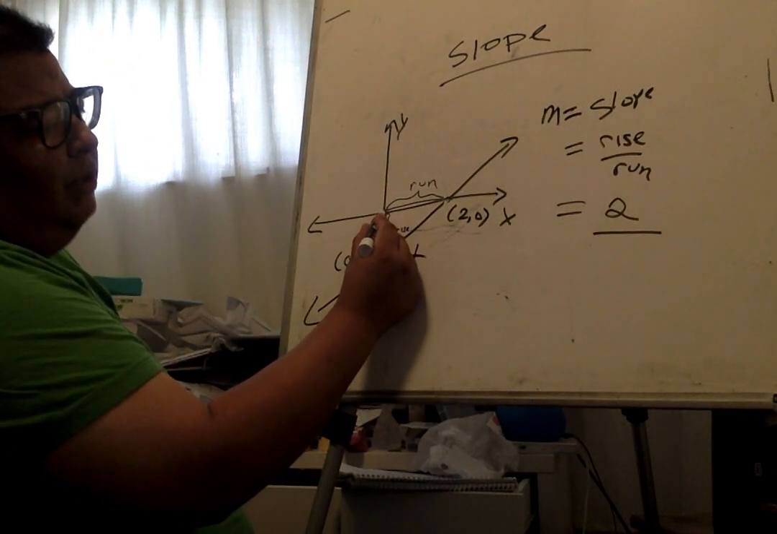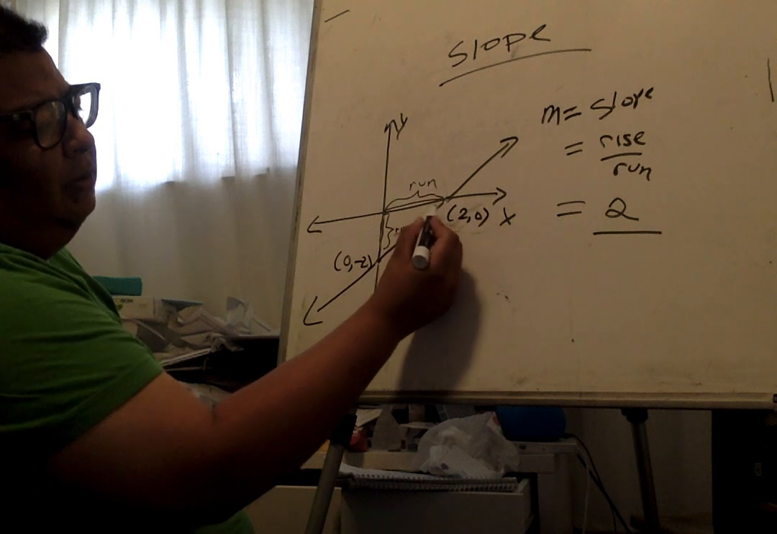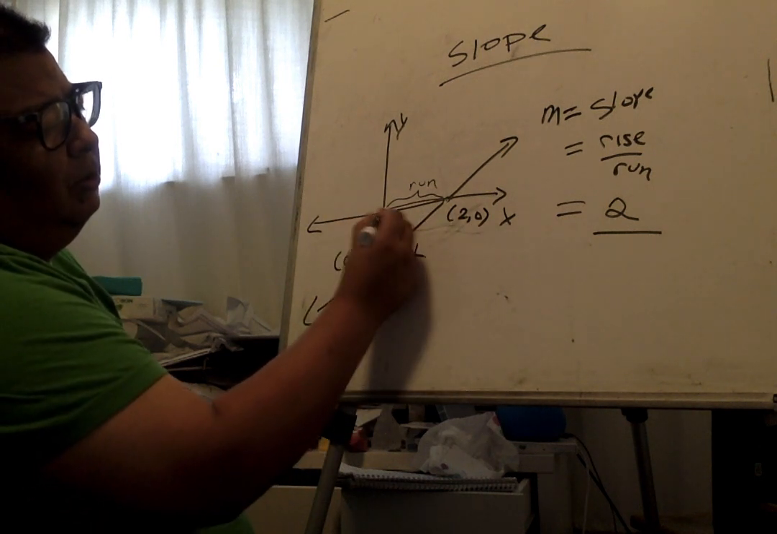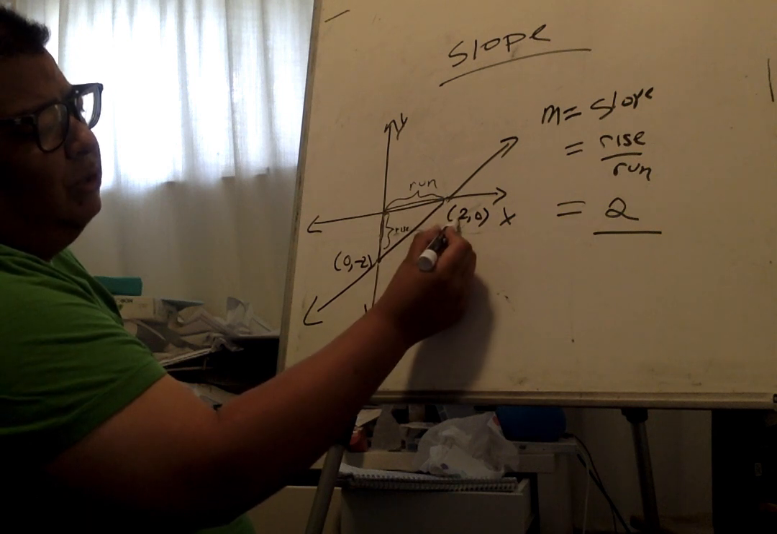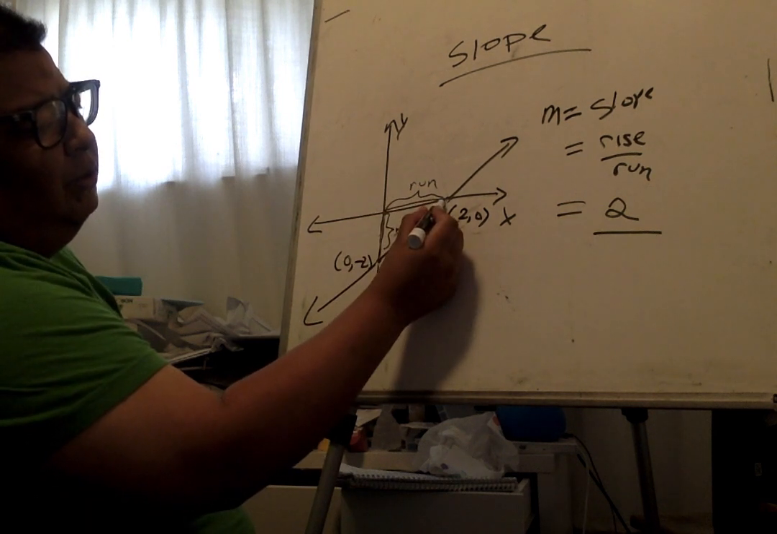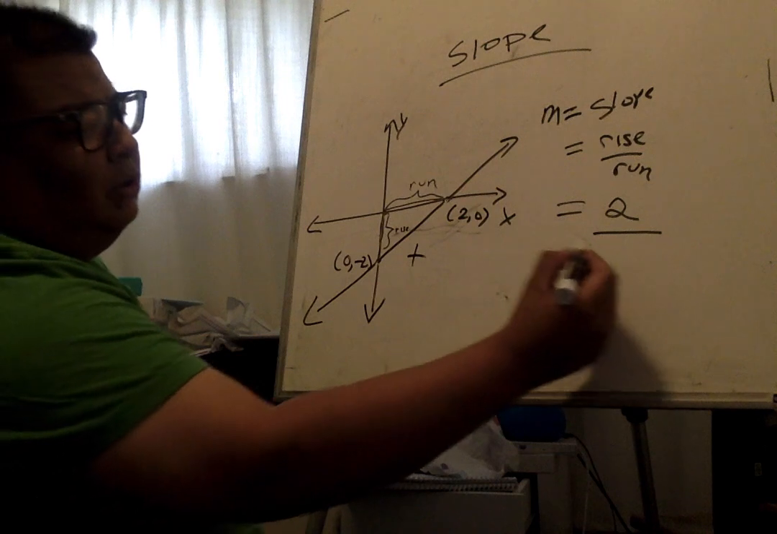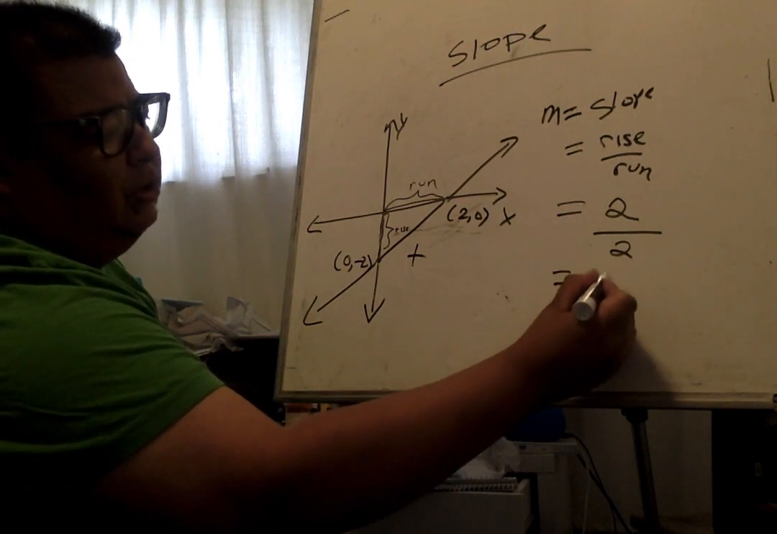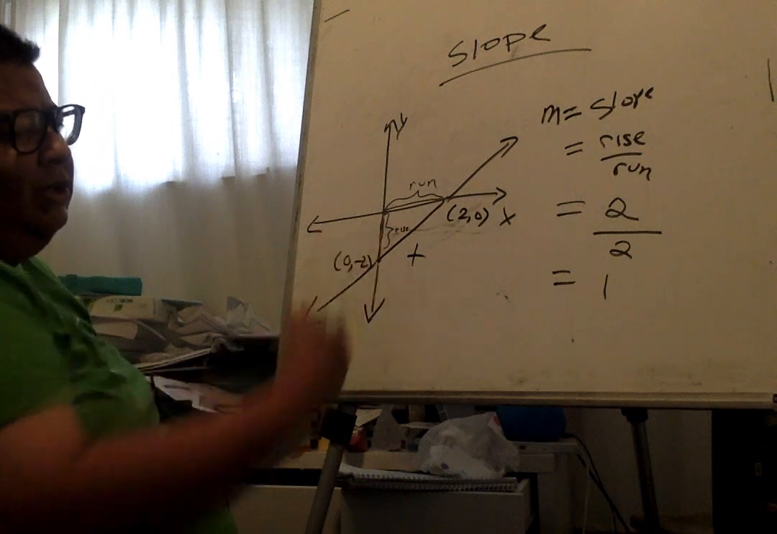And how many units from here to here going to the right? Run is horizontally. Rise is vertically. Run, we also have 2 because look, this is 2. From here to here, we got 2 units. So that means that 2 over 2 is 1. So the slope of this line is 1.